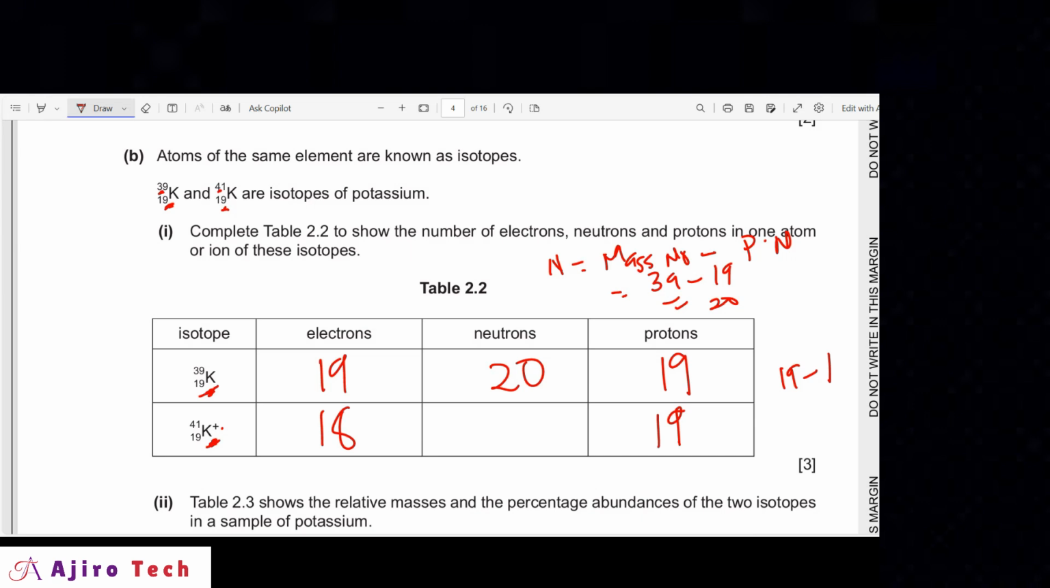And then to get the number of neutrons, it stays just like the first one. Do the mass number, that's 41 minus 19. When you complete this, you should have 20.